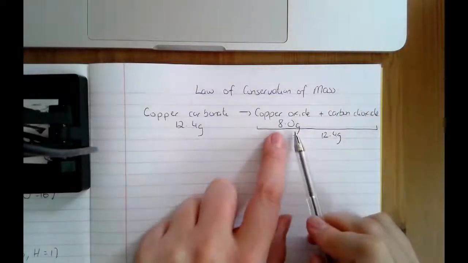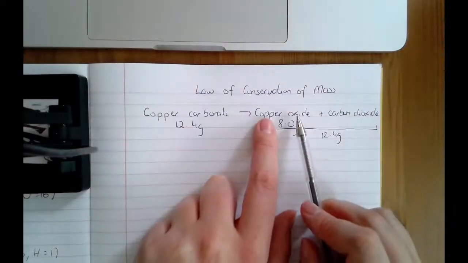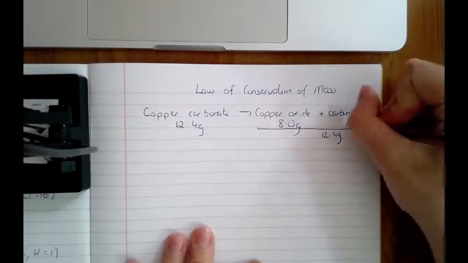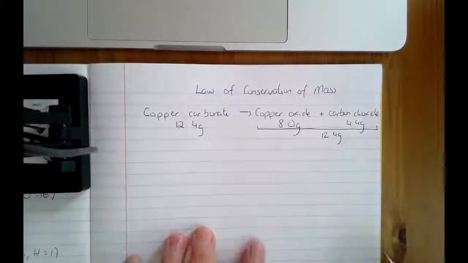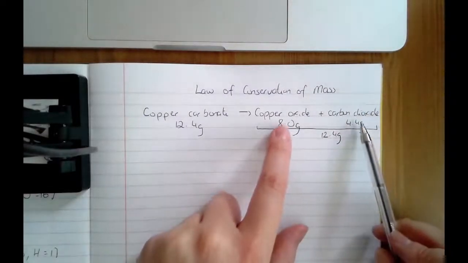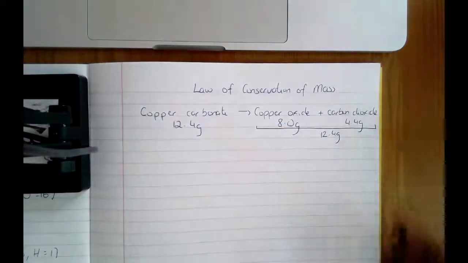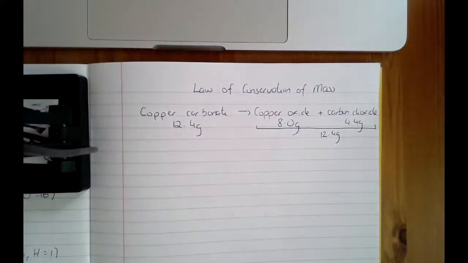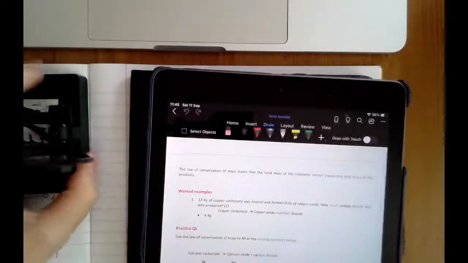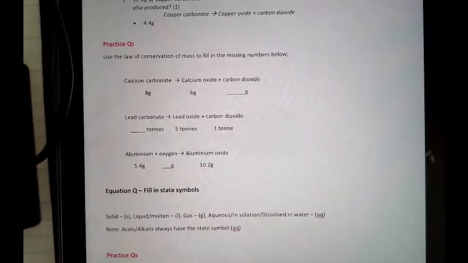You're told that 8 grams is copper oxide. That means 4.4 must be carbon dioxide, because in total the two masses must add to 12.4. There are a few other examples in your quiz booklet, but they're all done exactly the same way. The total mass on the left must equal the total mass on the right.